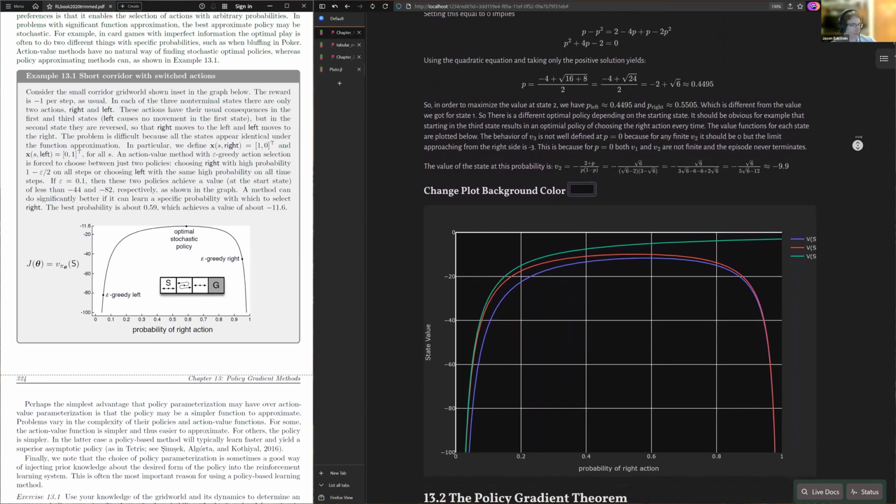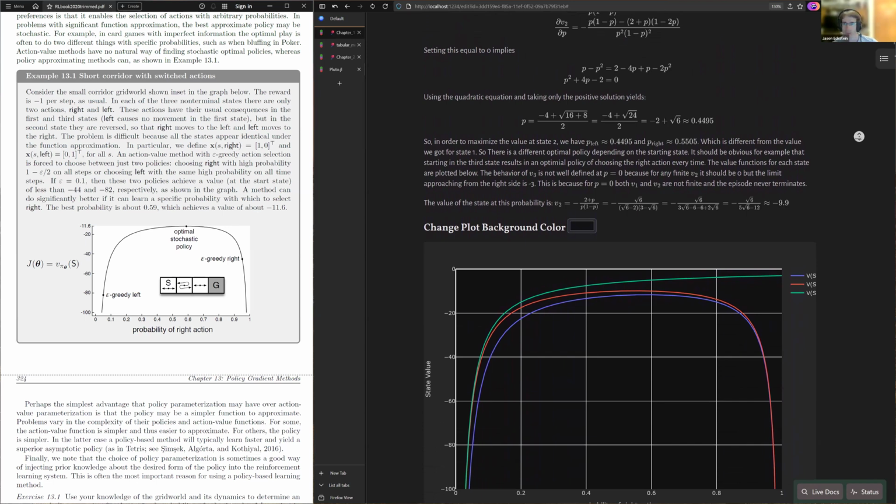But any question about this example or the different optimal policies depending on what state you're starting in?